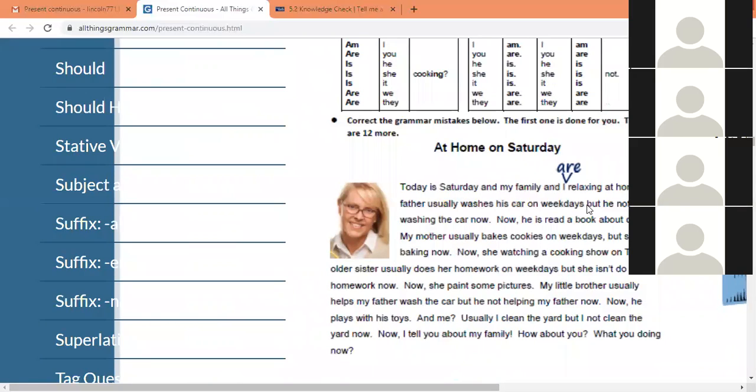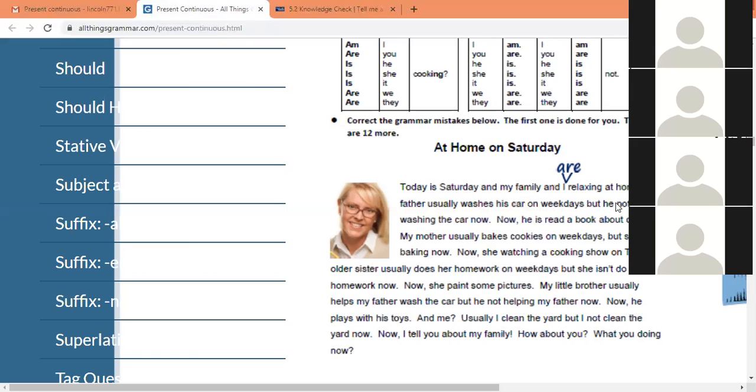Dina, my father usually watches his car every day, but he not watching. He isn't watching the car now. Okay, Wilbur, now. Excuse me, teacher. Yeah. Now he's read a book about cars. He correct the mistake. Now he's reading a book about cars.